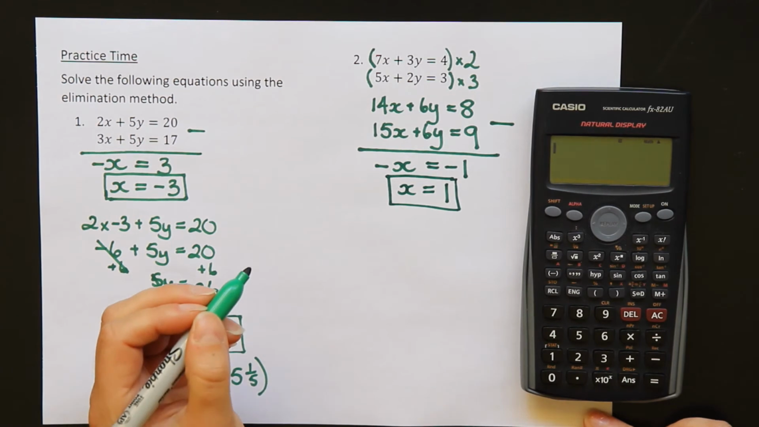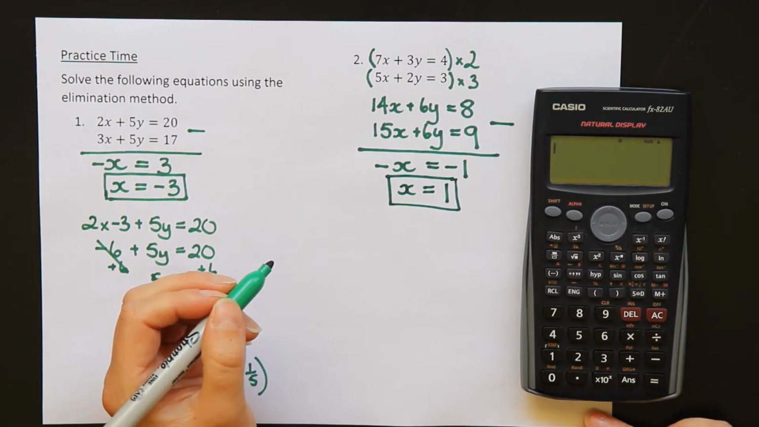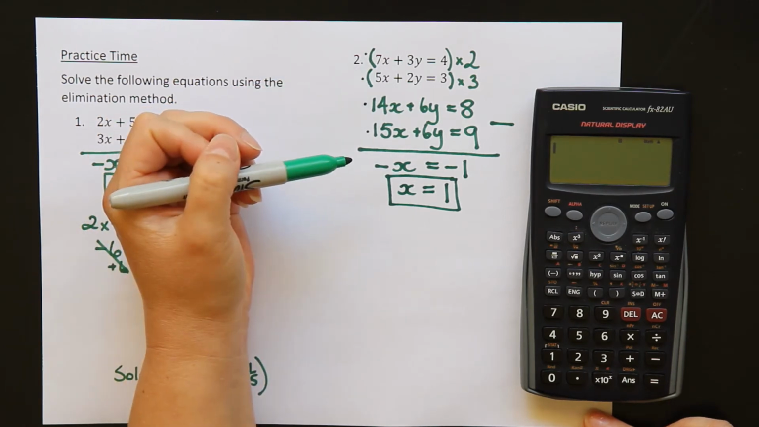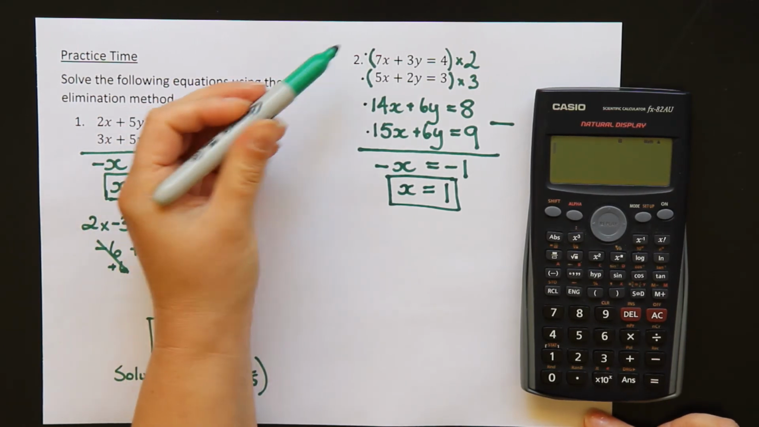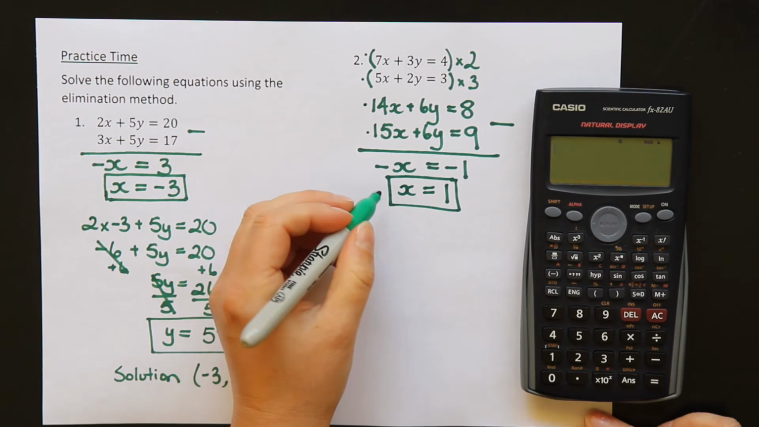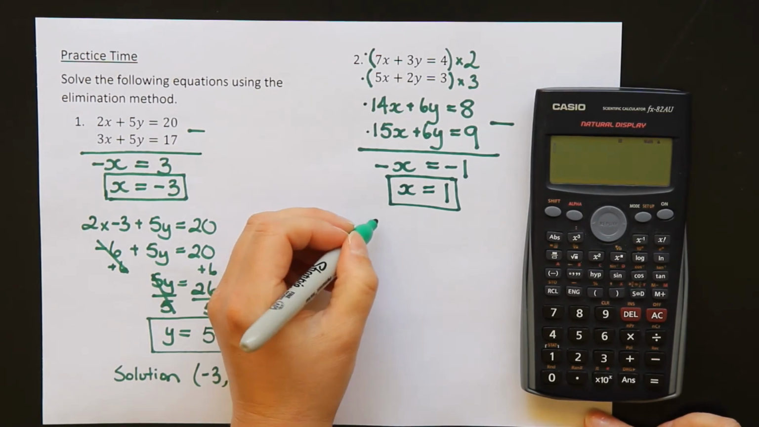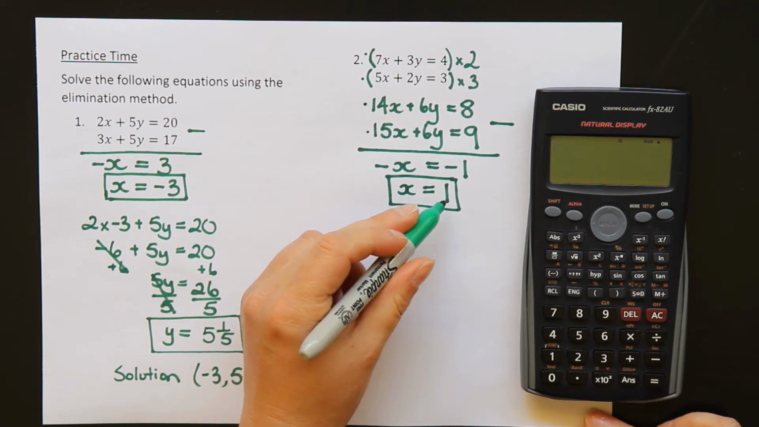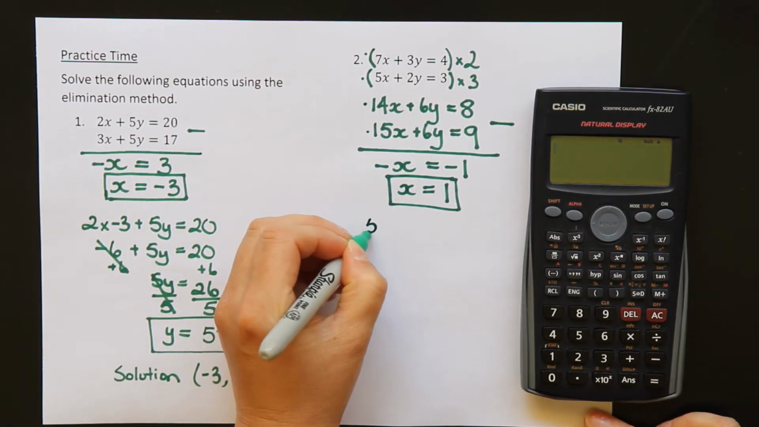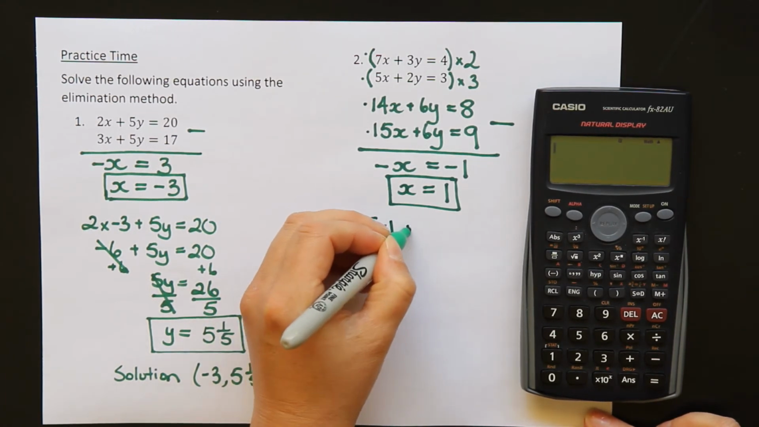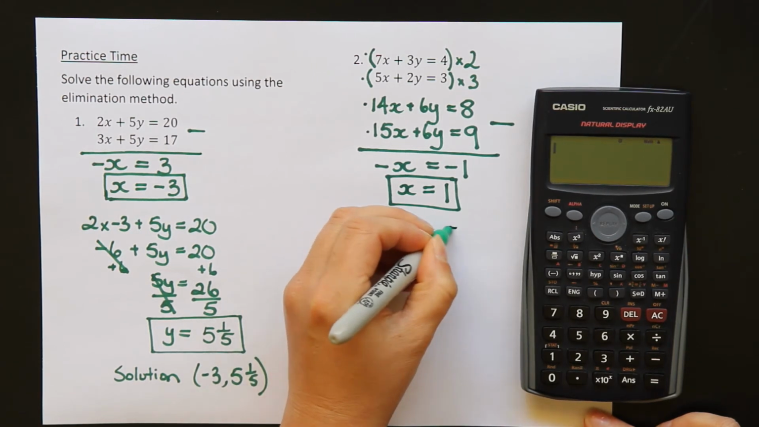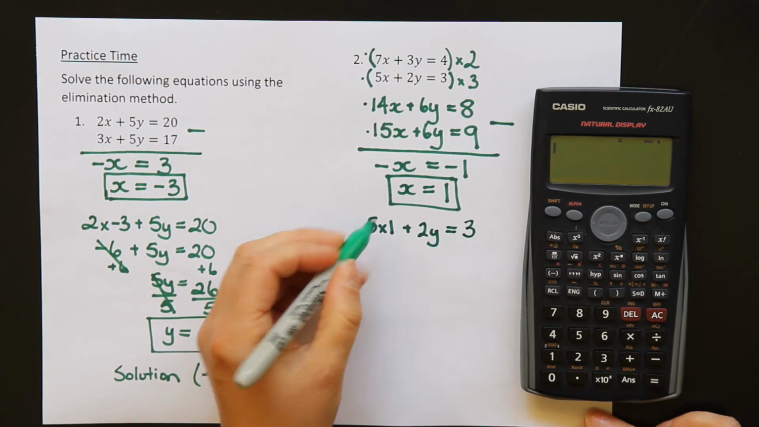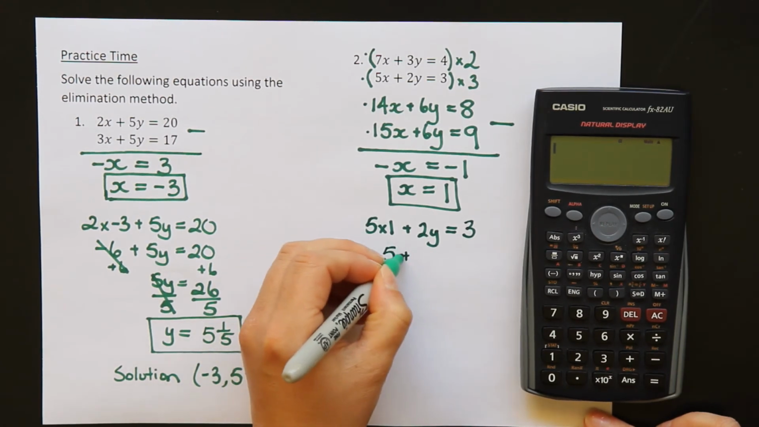Okay, it's my first solution. Let's substitute back in. You could choose from any of these 4 equations to substitute back into. I'm going to choose the second one, just because it's there. You can choose any one that you like. You should always get the same answer no matter which one you choose. So subbing x is equal to 1 into there, I'll have 5 times 1 plus 2y is equal to 3. And 5 times 1 is just 5.